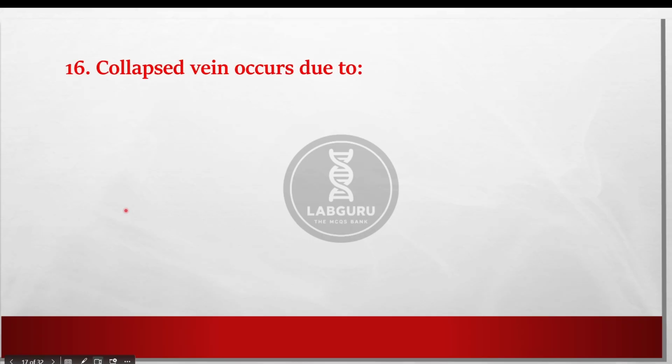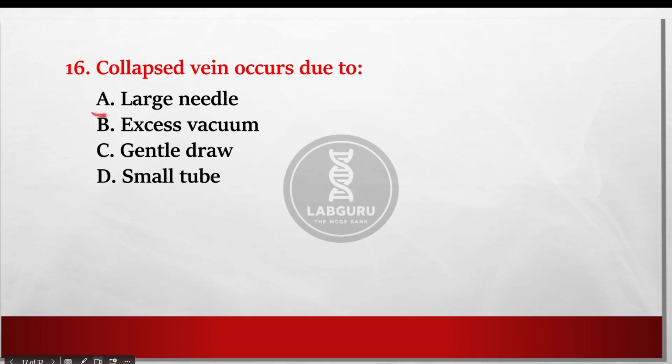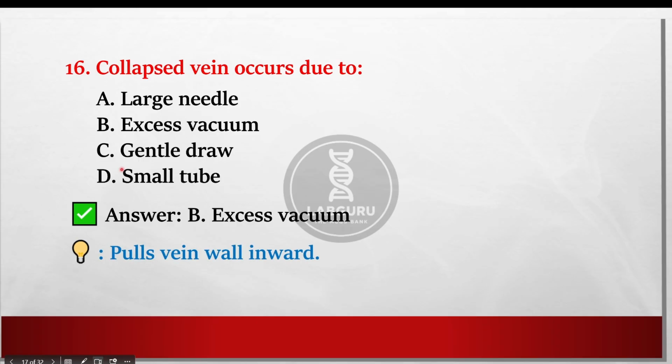Next question is collapsed vein occurs due to. The options are due to large needle, due to excess vacuum, due to gentle draw, or due to small tube. What is the reason? Here the right answer is excess vacuum. During the blood collection procedure, if we pull the plunger of the syringe very hard, at that time due to the excess vacuum, the veins get collapsed, which pulls the vein wall inwards. So always prefer gentle draw of the blood sample.